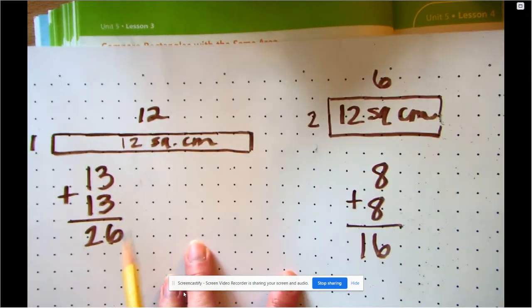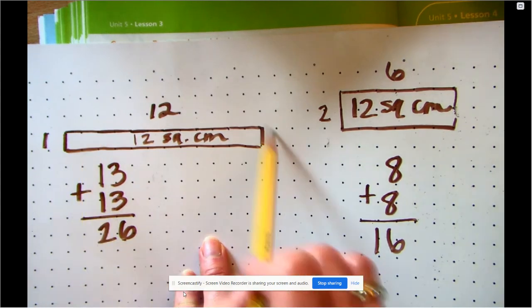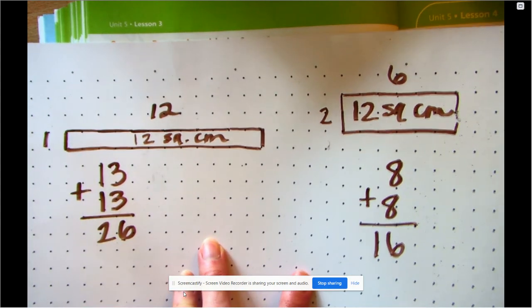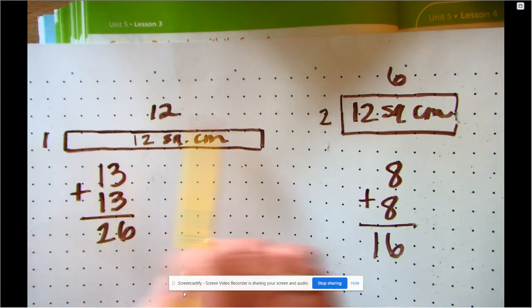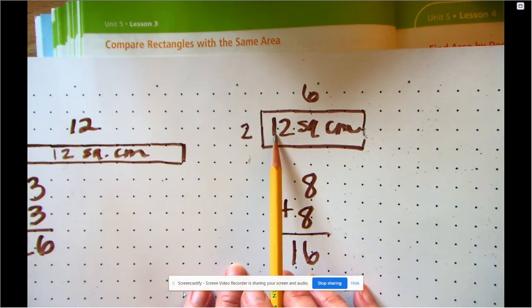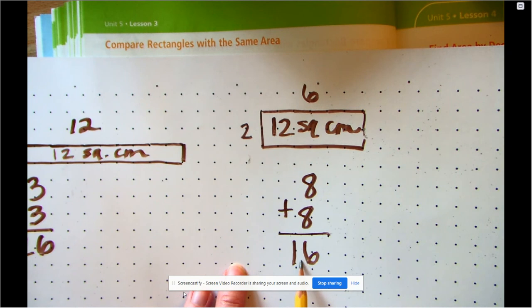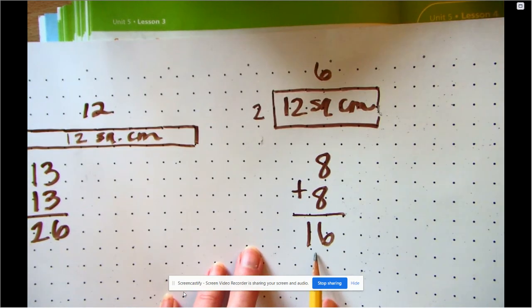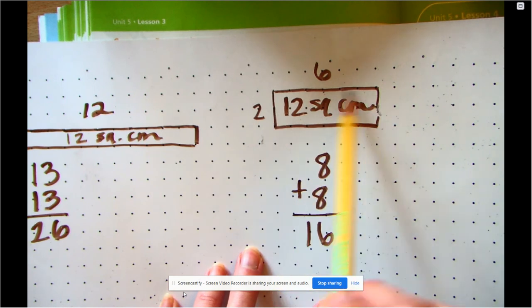So if I had a party and my table was shaped like this, I could fit 26 people around the outside of my table. But if I had a party and my table was shaped like this, I could only have 16 people at my party. Right? There were 10 less people because my table is just a different shape.